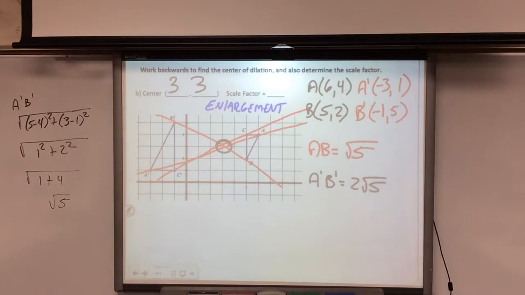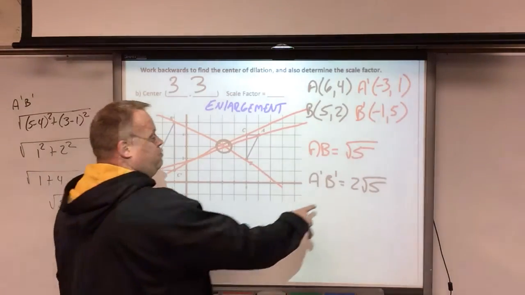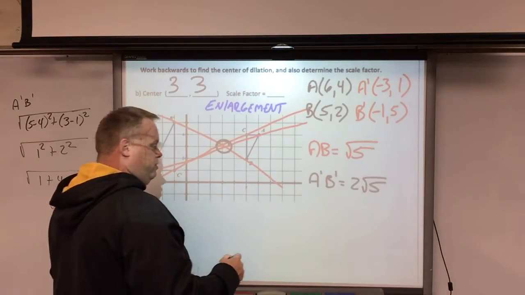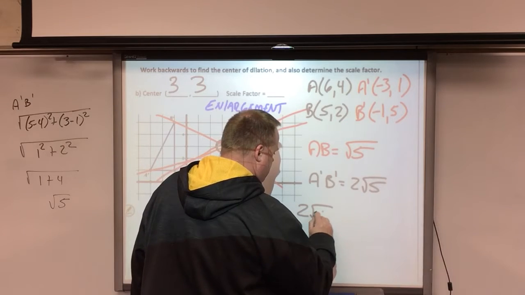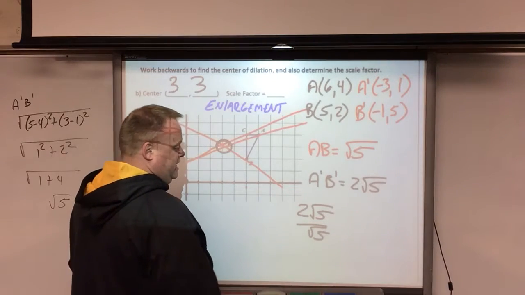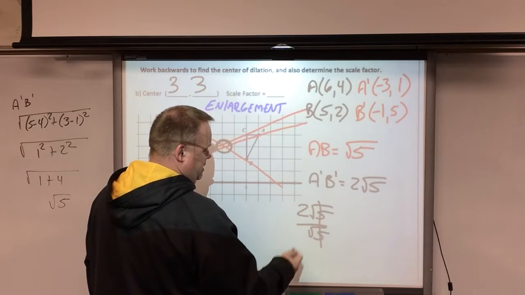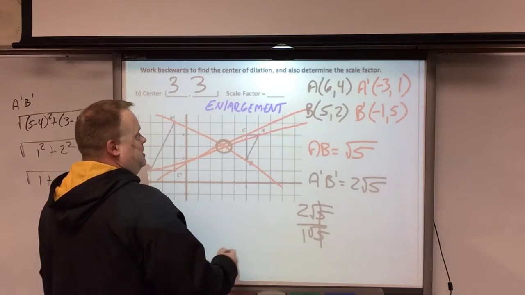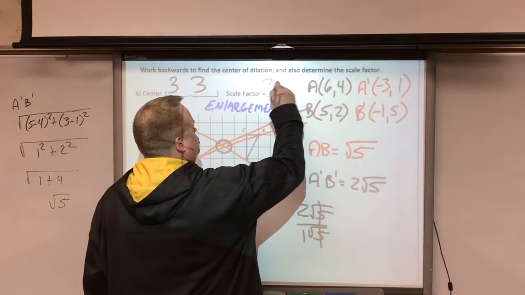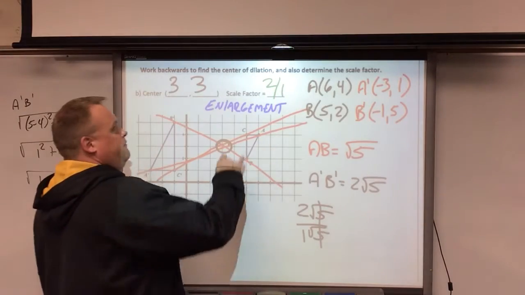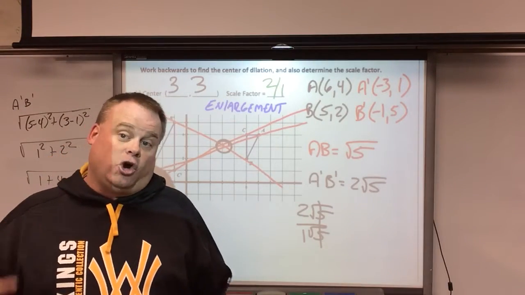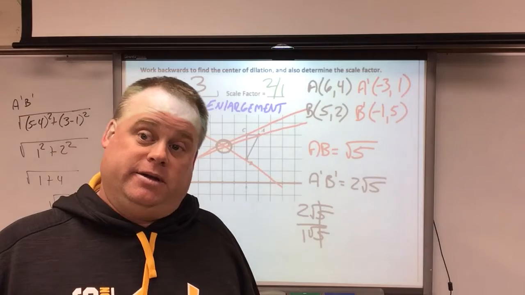Okay? As I look at this, I want prime over pre, or image over pre, so I'm going to go 2 square root of 5 over square root of 5. Once again, the square roots of 5 cross out, leaving me just 1 there. So my scale factor is a 2 over 1. Verifying that what I can see, that it is an enlargement, is an enlargement.